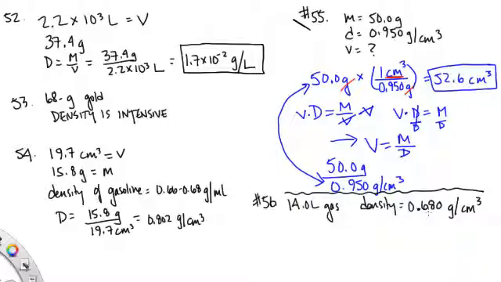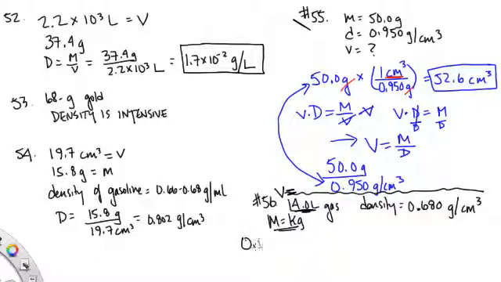Okay, so I want to find the mass in kilograms. I'm looking for mass in kilograms. I have my volume in liters. This is my volume here. But my density is in grams per centimeter cubed. Well, if I can get my density in kilograms per liter, then I can do this problem.